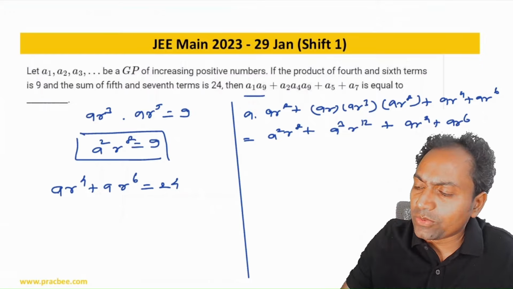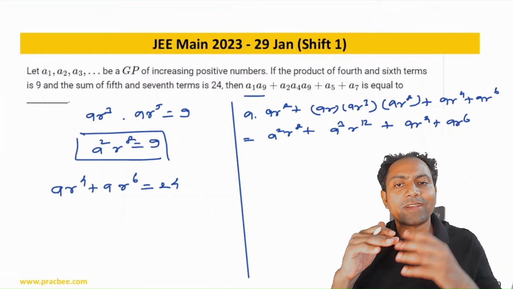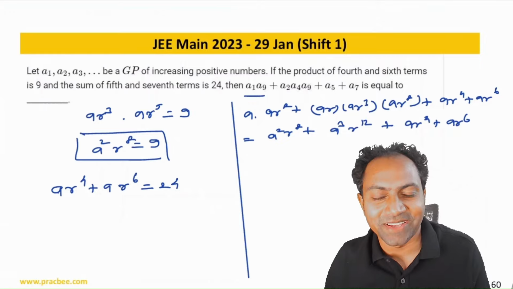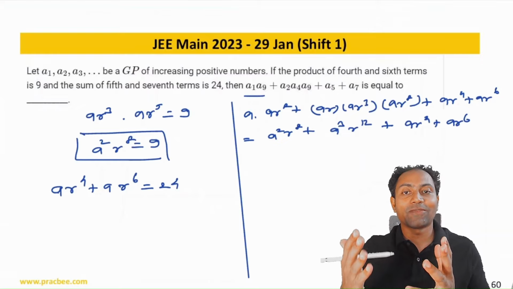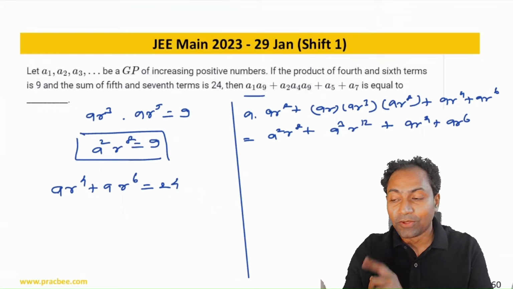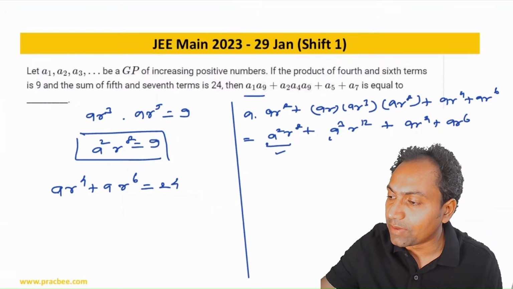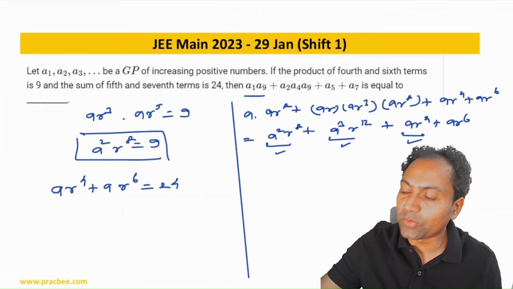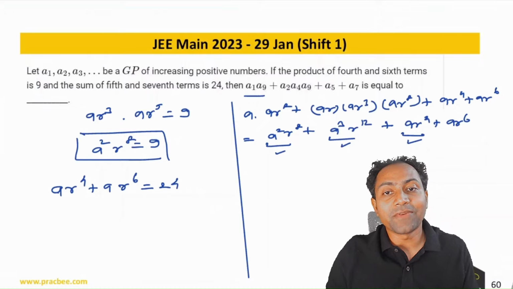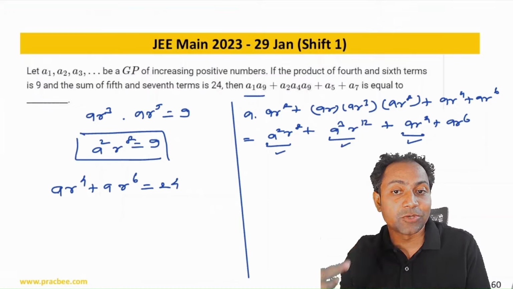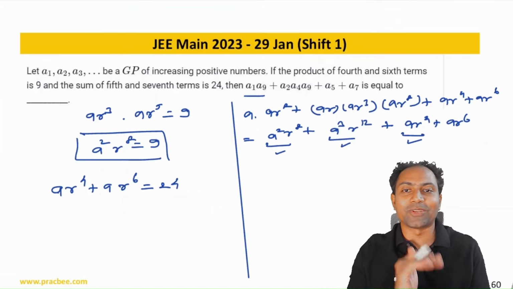So now if I look into this very concisely, I do not need to solve equations to find the values of a and r. What I can just do is use the value of ar raised to the power 4. Because from that, if I square it, I will be able to get this value. If I cube it, I will be able to get this value. And directly, I will be able to get this value. And if I get ar raised to the power 6, I can substitute in the last part of the question and get to the answer.